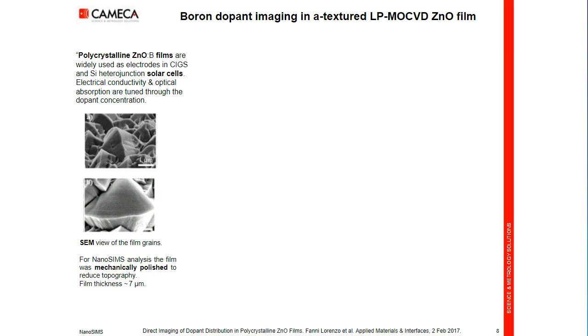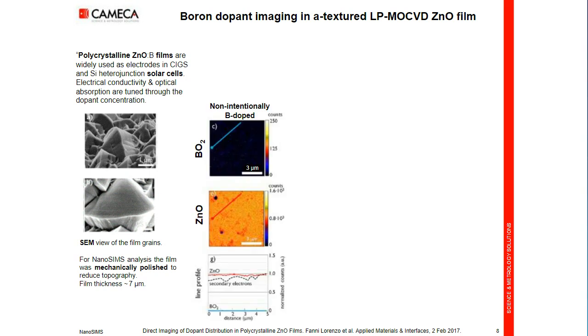Then NanoSIMS images were recorded on a non-doped sample. So we see the zinc O- and the BO2- ions. The primary beam was cesium plus at 16 keV. The zinc oxide is very flat, and the boron image is black, empty.